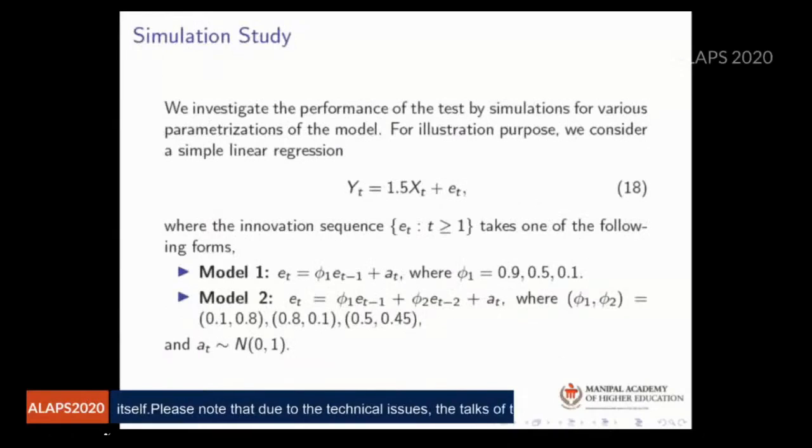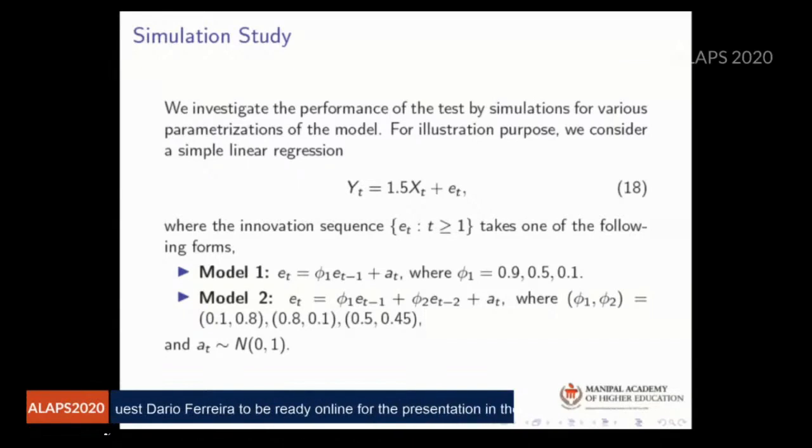Now we come to the simulation study. We investigate the performance of the test by simulations for various parameterizations of the model. For illustration purposes, we consider a simple linear regression, yt equals 1.5 xt plus et, where the innovation sequence takes one of the following forms. Model 1 is an AR(1) representation where the AR coefficient can take any one of the three values 0.9, 0.5 and 0.1. Model 2 is an AR(2) representation where the combination of phi1 and phi2 can take any one of these three forms, and At is taken to be a standard normal random variable.